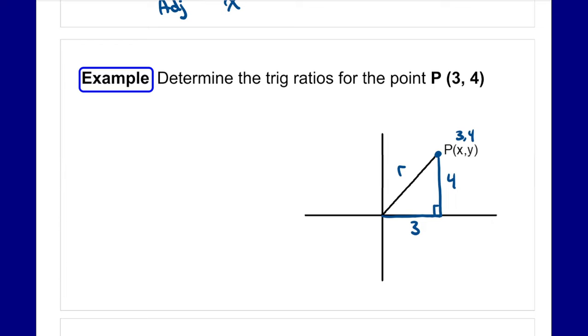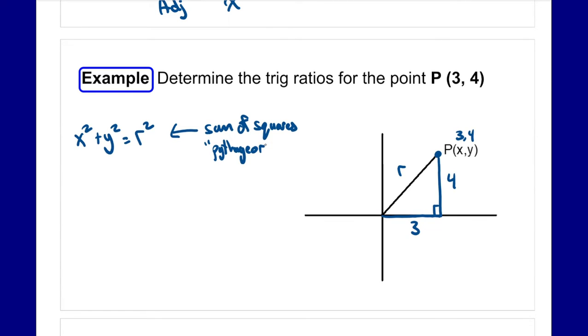Well, we did talk about a specific theorem, which was the sum of squares, or previously known as the Pythagorean theorem. In this case, the Pythagorean theorem, or the sum of squares, would be x squared plus y squared equals r squared. So this is the sum of squares, or Pythagorean theorem.